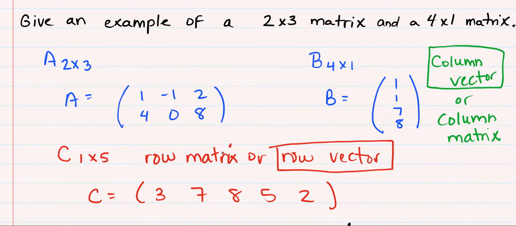Now sometimes you'll see commas in between the entries, just so we know that these are different numbers. Like if you don't see a comma and they're kind of close together, you might think it's 37 instead of 3 and then 7. So just be careful with that.